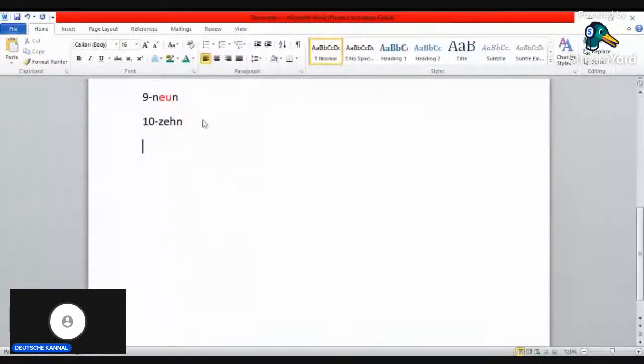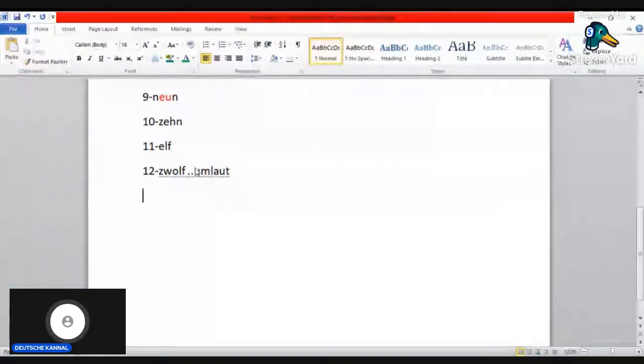Then we have 11. 11 is elf. Then there is 12. 12 is zwölf. Also here in zwölf, on top of O you add two dots, which are called umlaut in German, so zwölf.